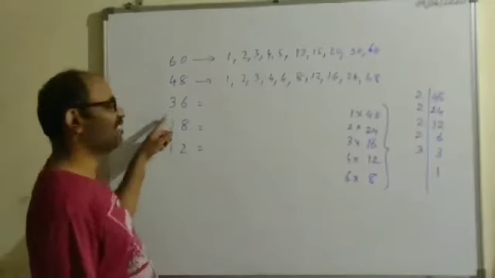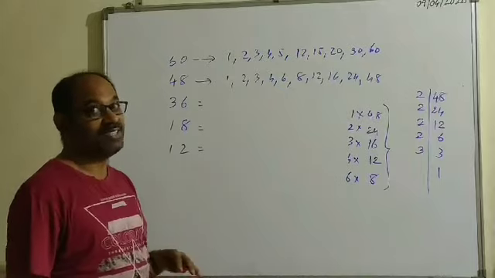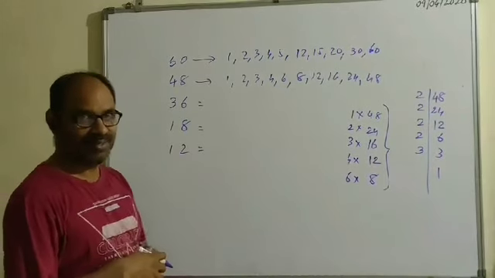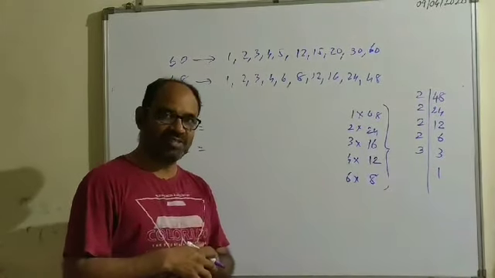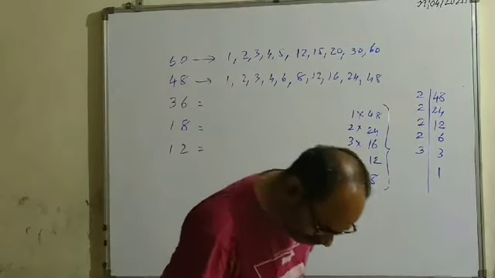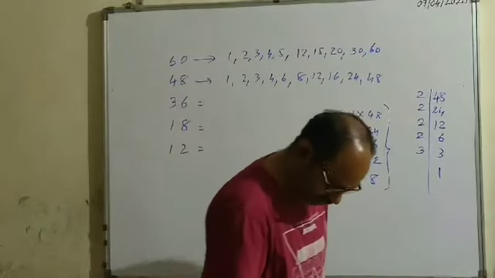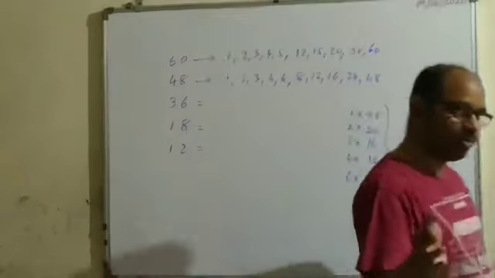Correct? In the same way, you can find the factors of 36, 18 and 12, which I am not going to do. You all can do it. In your homework sheet, you will get some more numbers. Okay? Clear? Understood?